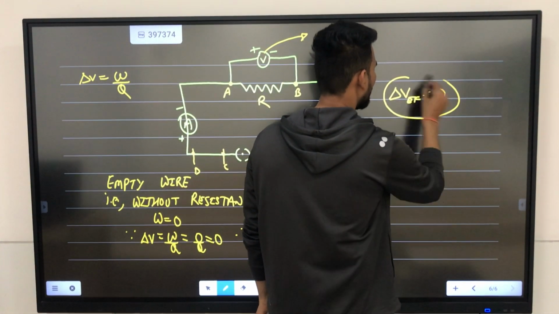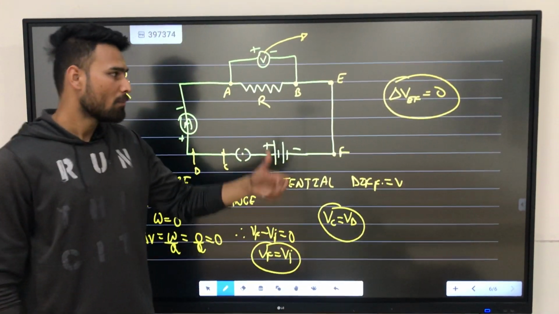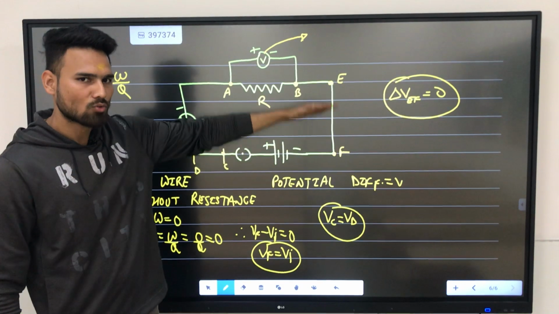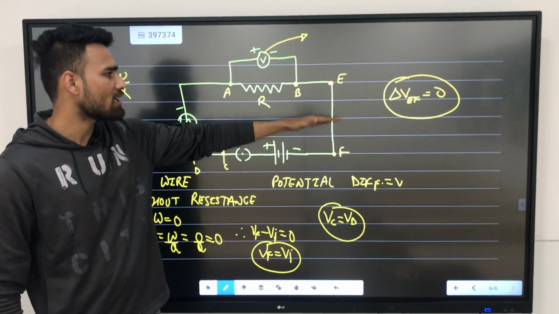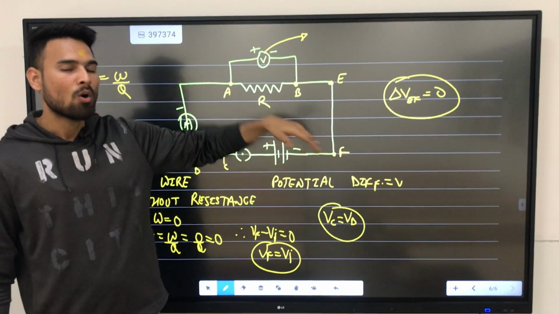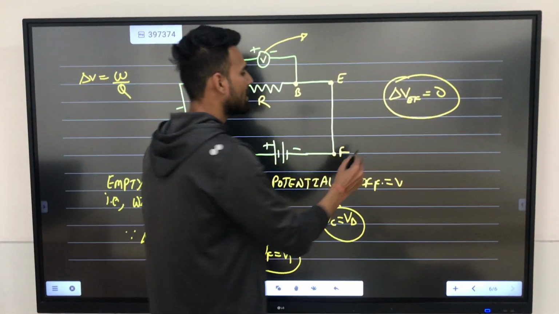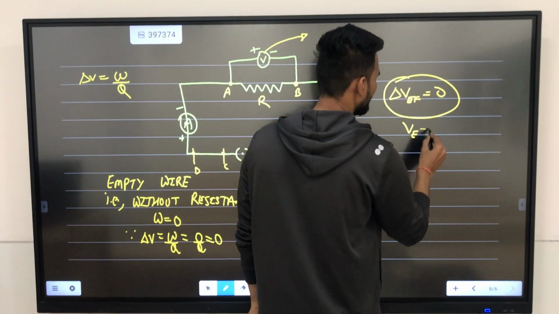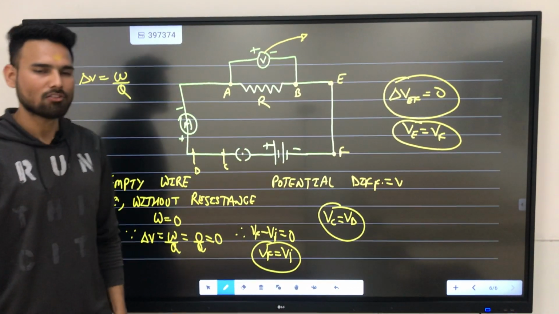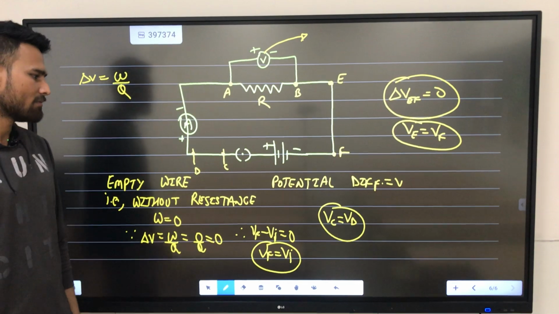Why is it so? Because we know that this is the empty wire, there is no resistance, so no work has to be done. If no work has to be done, it means that the delta V is equal to 0. If the potential difference is 0, what does it mean? It means that we can say that VE is equal to VF. Am I clear or not?